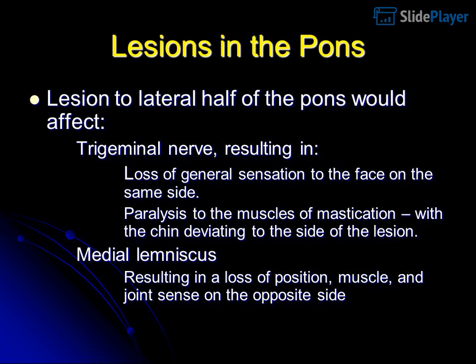Lesions in the pons. Lesion to lateral half of the pons would affect trigeminal nerve, resulting in loss of general sensation to the face on the same side. Paralysis to the muscles of mastication, with the chin deviating to the side of the lesion. Medial lemniscus, resulting in a loss of position, muscle, and joint sense on the opposite side.